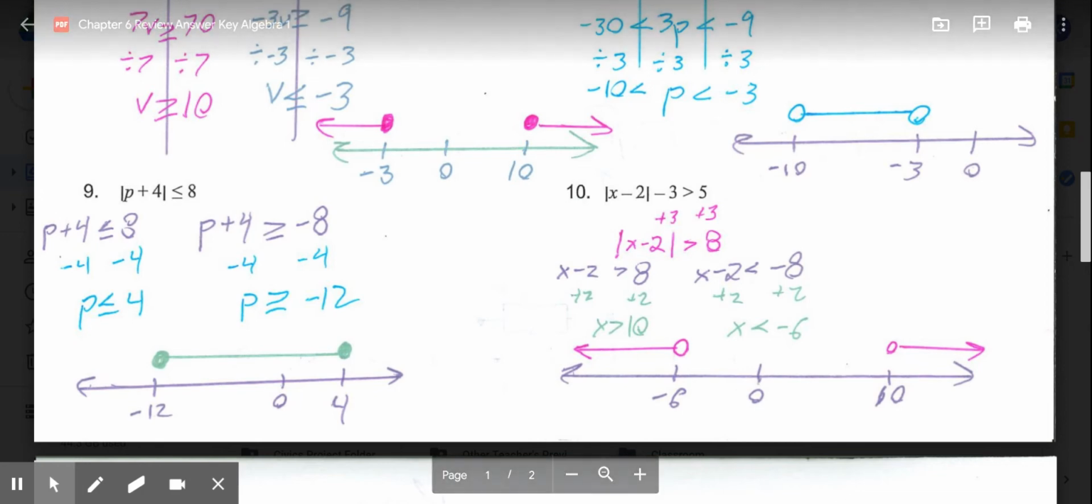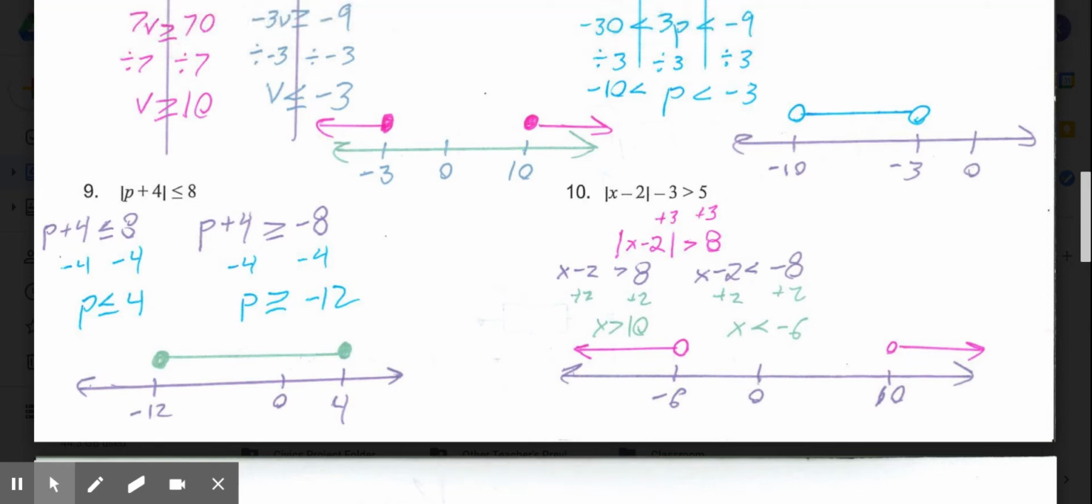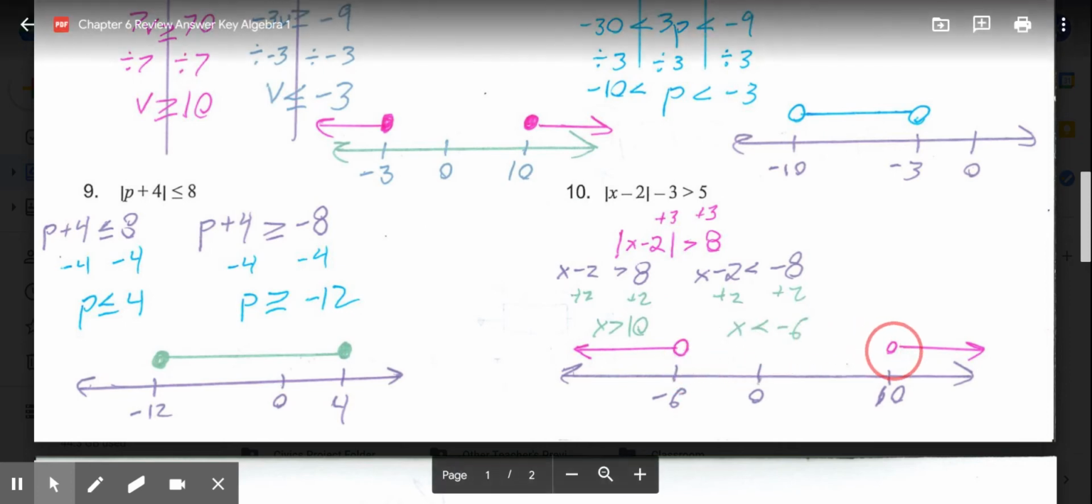Then in number 10, before we separate into two parts, we want to get the absolute value alone. So we're going to add 3 to each side. So we have the absolute value x minus 2 is greater than 8. So to solve that, we'd have x minus 2 is greater than 8, and x minus 2 is less than -8. So we end up with x being greater than 10, and x is less than a -6. So open circles at both -6 and 10. Less than -6 would go left, greater than 10 would go right.